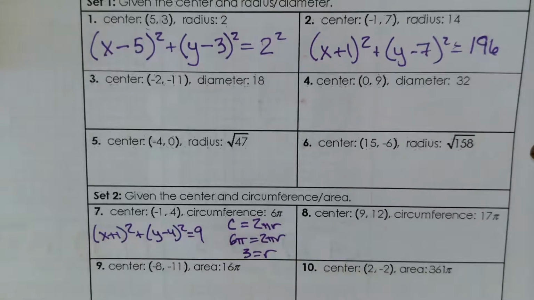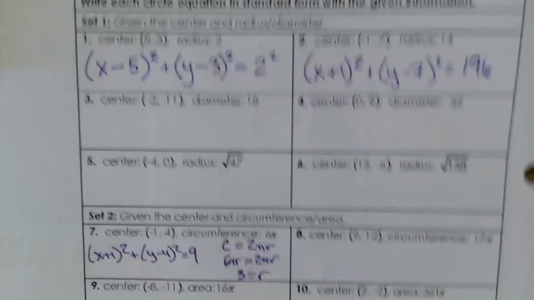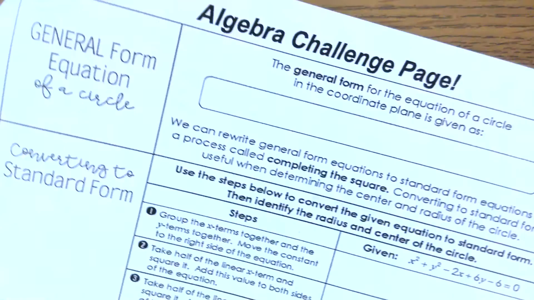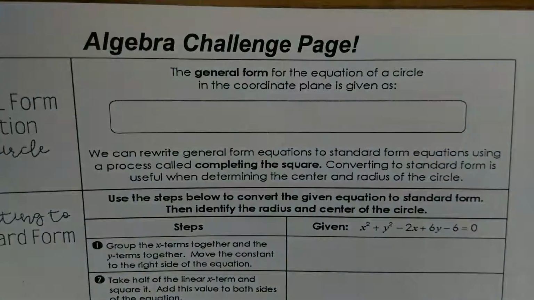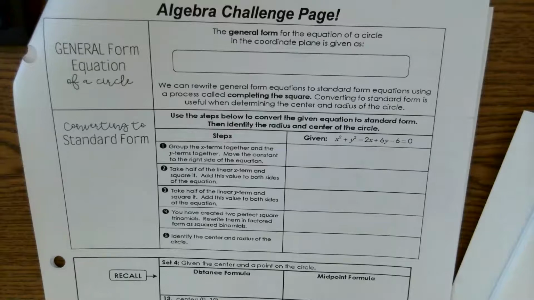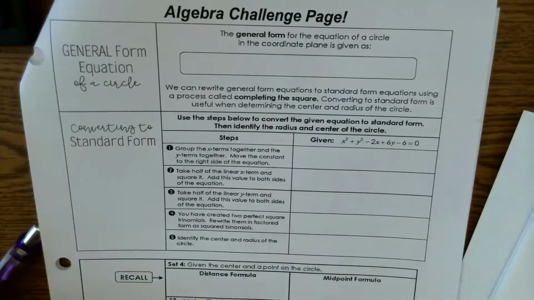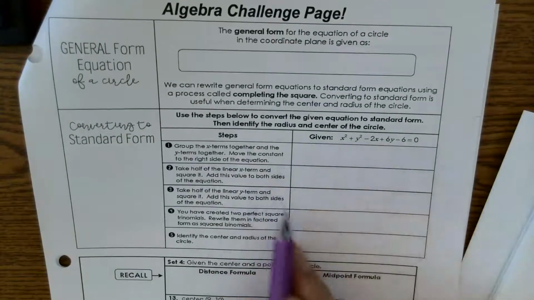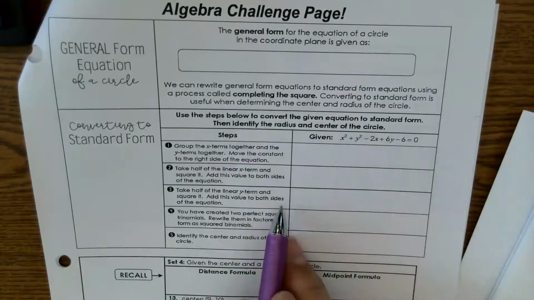So the rest of this page is the rest of your homework. You are responsible for pages 1 through 4. However, there is a page 5. I've labeled it the Algebra Challenge page because some of you are going on to Advanced Algebra Honors. Some of you are going on to Advanced Algebra, and you need to have strong algebra to get there. So what you'll find is this is completing the square, and I'll walk you through this in just a moment.